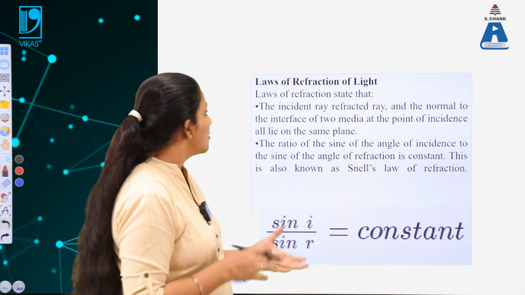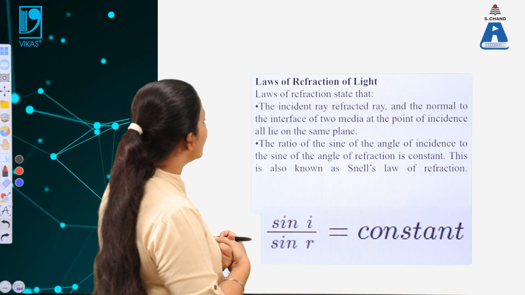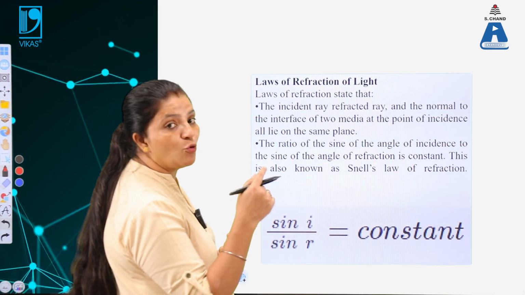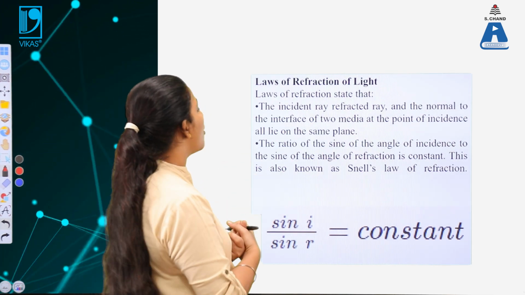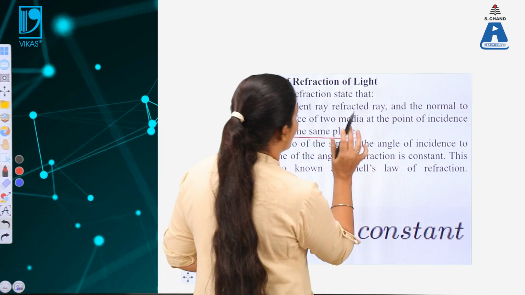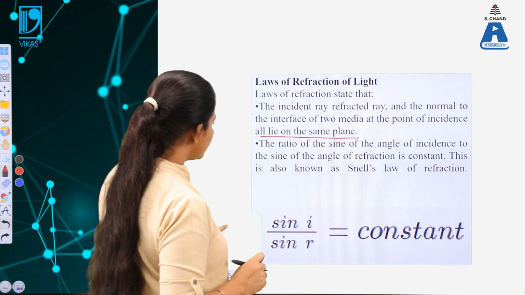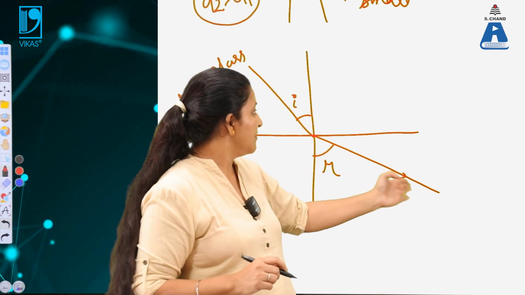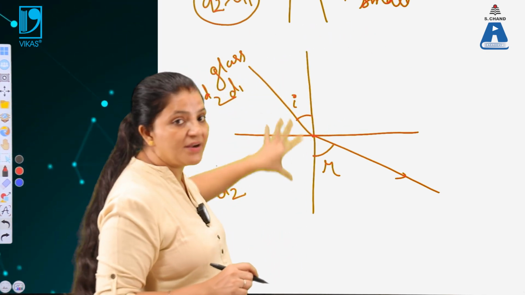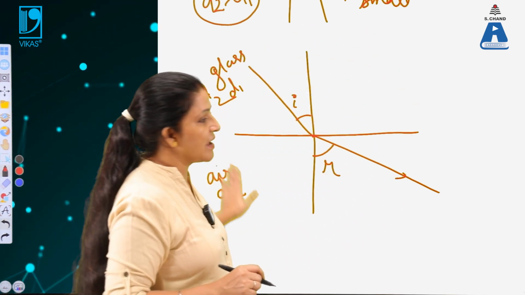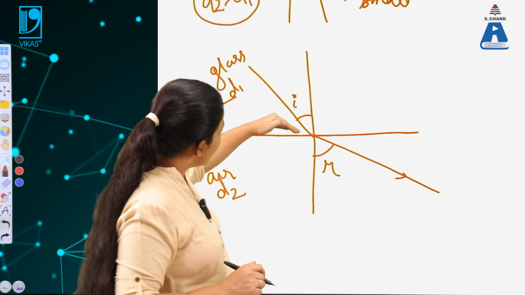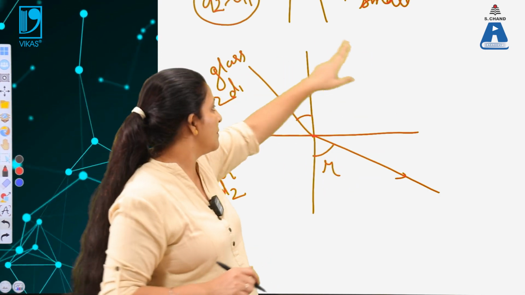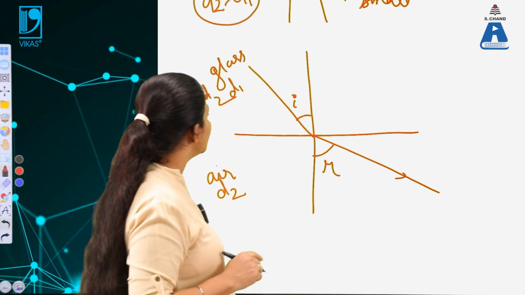Now what are the laws of refraction? It states that the incident ray, refracted ray and the normal to the interface of two media at the point of incidence all lie in the same plane. Now what does it mean? That means the incident ray, normal, refracted ray and the two media, all these things must lie in one plane. So this is the first condition over here.